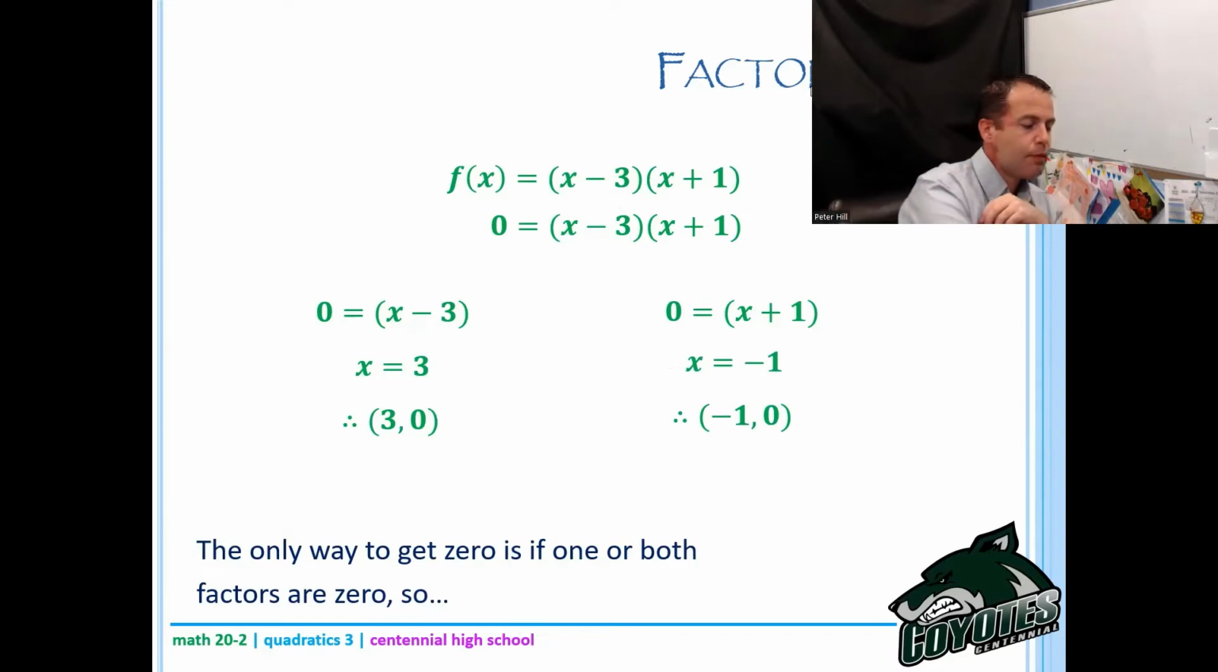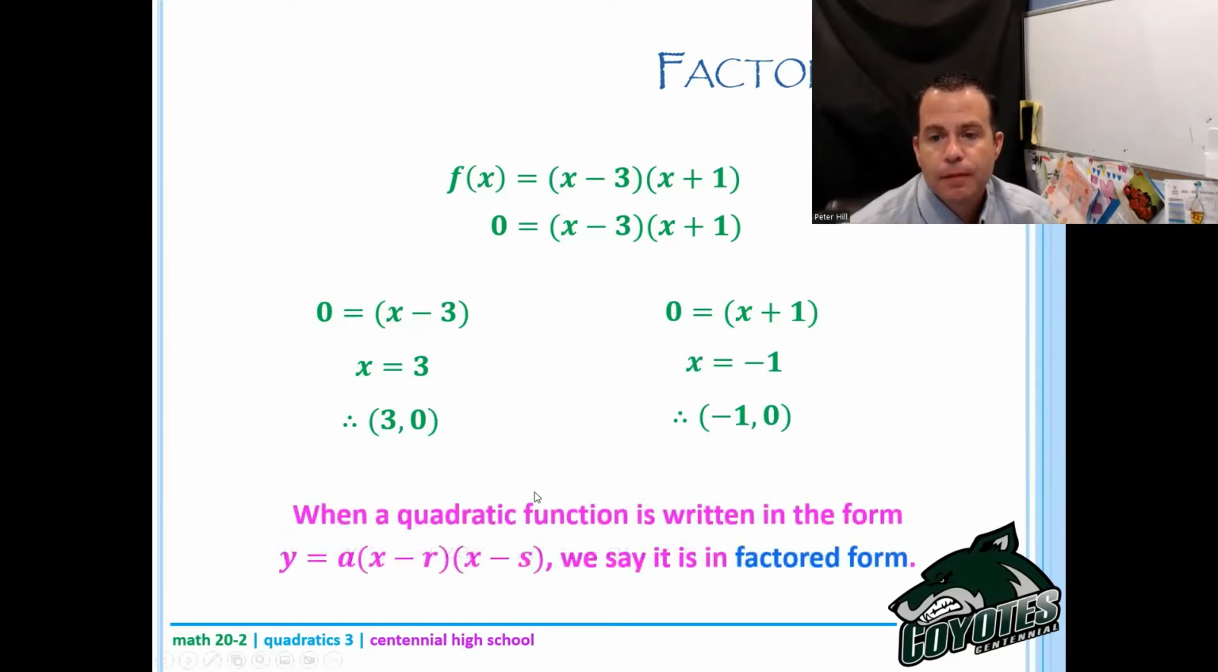Okay. So when a quadratic function is written in the form y equals a times x minus r times x minus s, we say that that's in factored form. And the great thing about factored form is it's telling us very quickly those factors turn into where our x-intercepts are. Okay, so if we're in factored form, we can very easily figure out our x-intercepts.